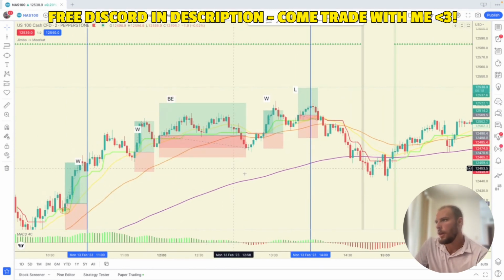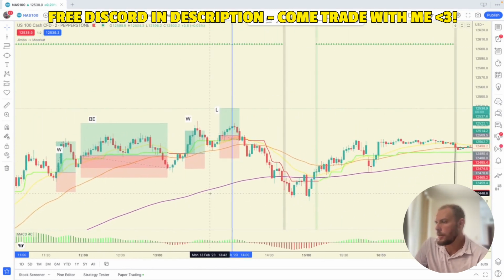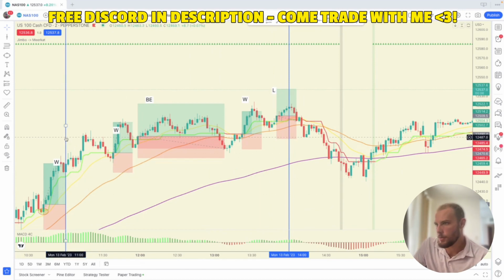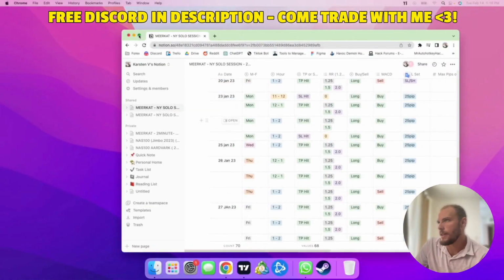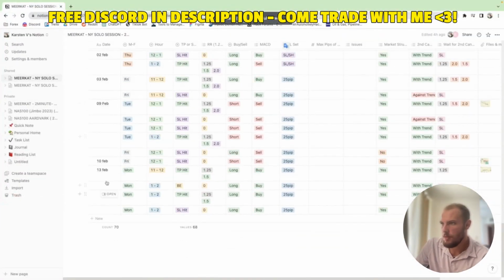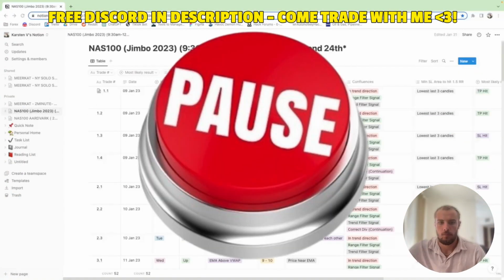So we had a win, a break even, a win, and a loss, and my hours were incorrect. So my backtest log is between 11 and 2. All of that's not super important, but anyway, this is what it would look like: win, break even, win, loss. And on my backtest log, obviously here, February 13, win.